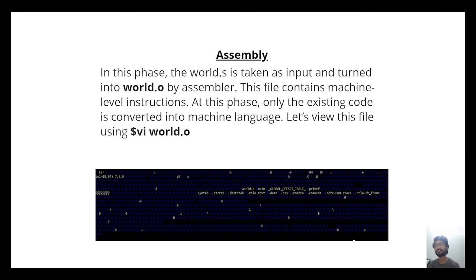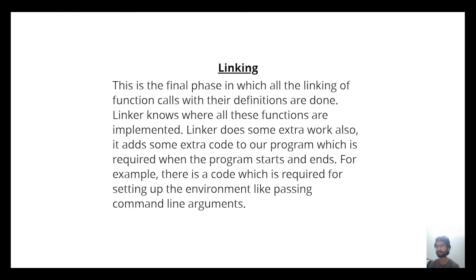Assembly. In this phase, the world.s file is taken as input and is turned into the world.o file by the assembler. This file contains the machine level instructions. Let's open this file using the vi editor. Here we can see it cannot be read by us since it's in machine language.